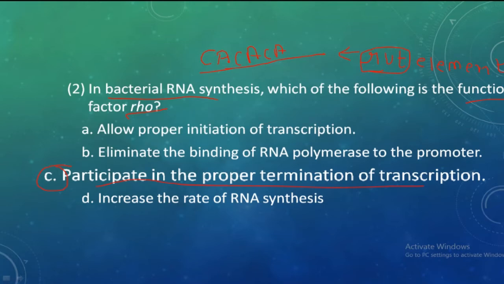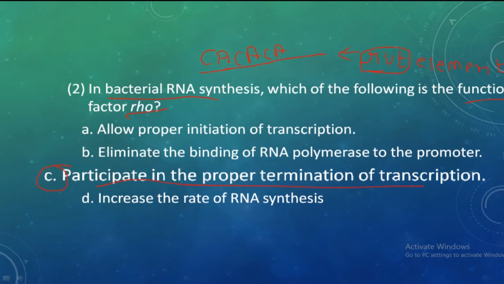Okay. So this Rho protein associated with these sequences holds the RNA polymerase there, and it allows the mRNA transcript to release from these DNA sequences, and it causes the termination of the mRNA synthesis, or we can say termination of the transcription process in case of prokaryotes. So that is all about the Rho factor.